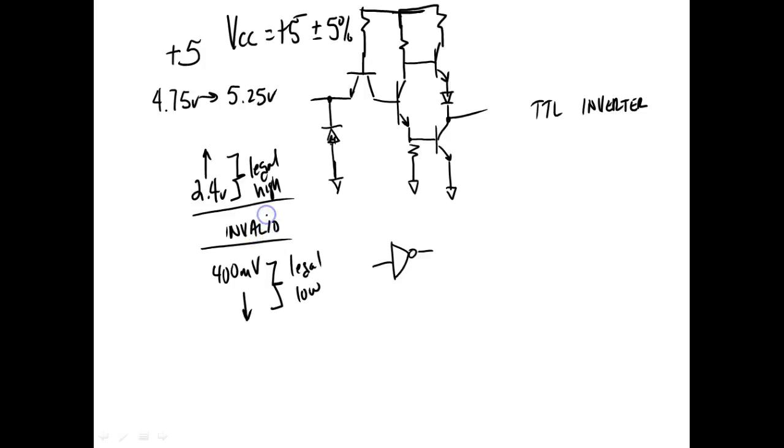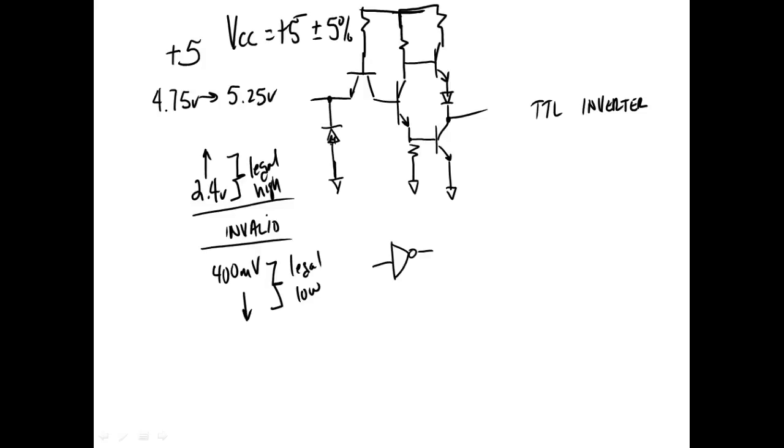Now, why do you need to know that? Because if you look into a circuit and you see 2 volts, you say, well, that's a high. Well, you done screwed up because that's in the invalid range. Invalid means there's no guarantee that the gate will accept it as a high. It's going to accept it as something. Y'all understand that? But is it going to accept it as a high or as a low?